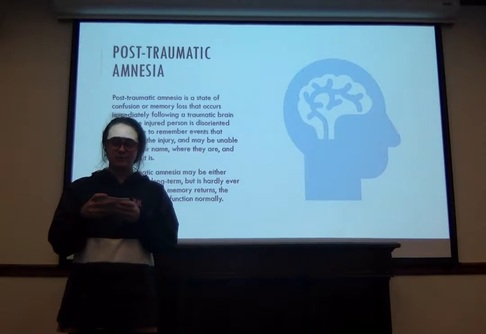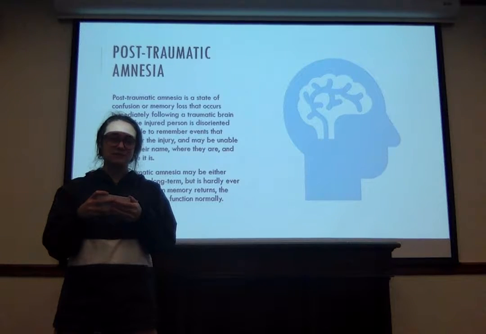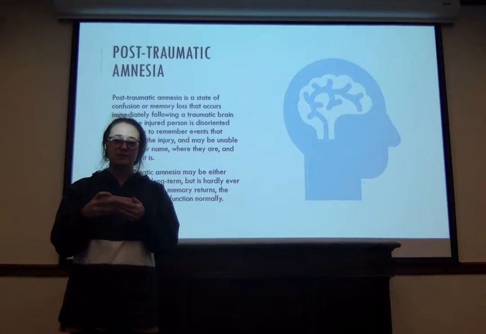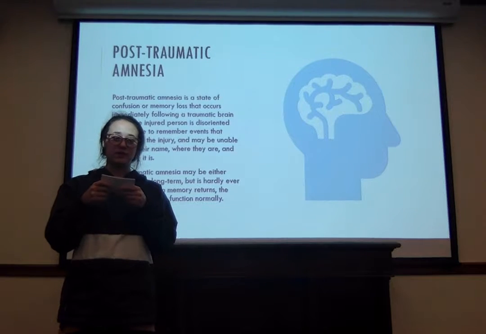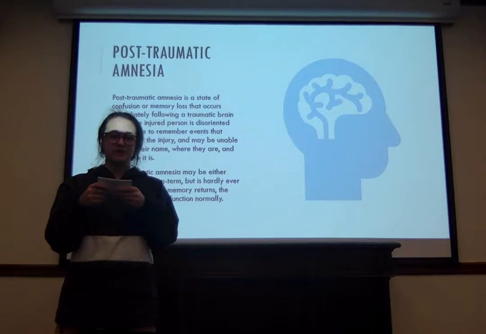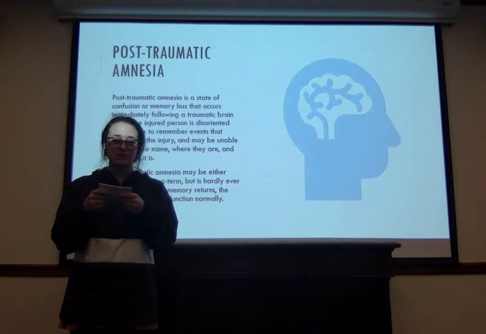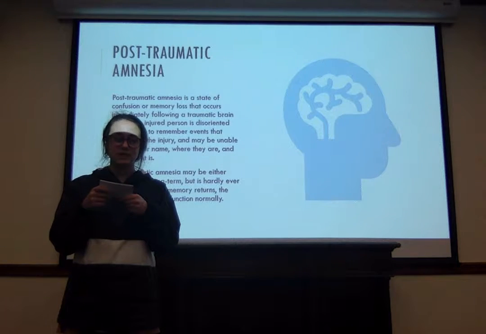Post-traumatic amnesia. Post-traumatic amnesia is a state of confusion or memory loss that occurs immediately following a traumatic brain injury. The injured person is disoriented and unable to remember events that occurred after the injury, and may be unable to state their name, where they're from, what time it is, and other things such as this.